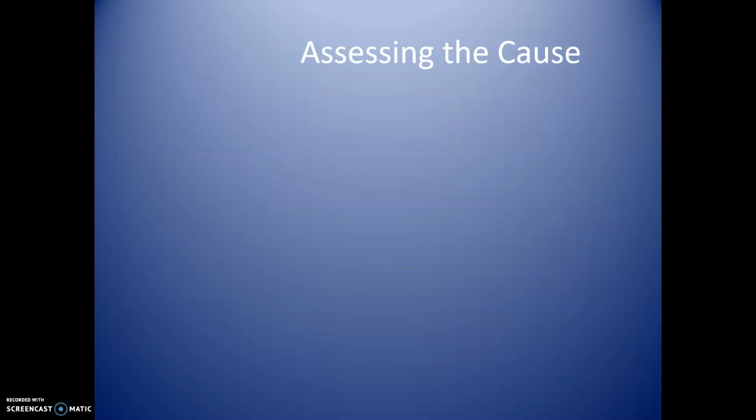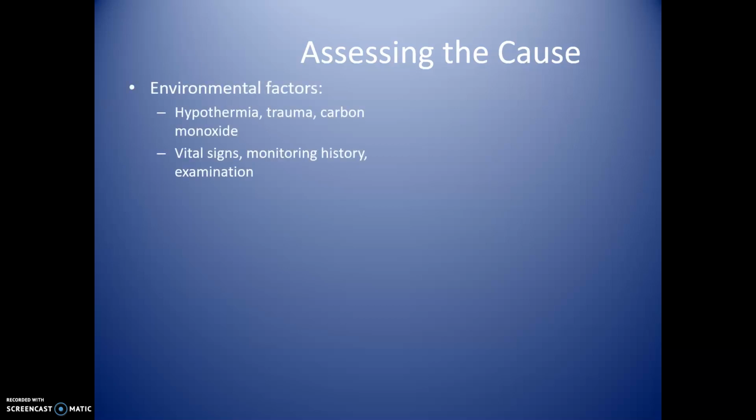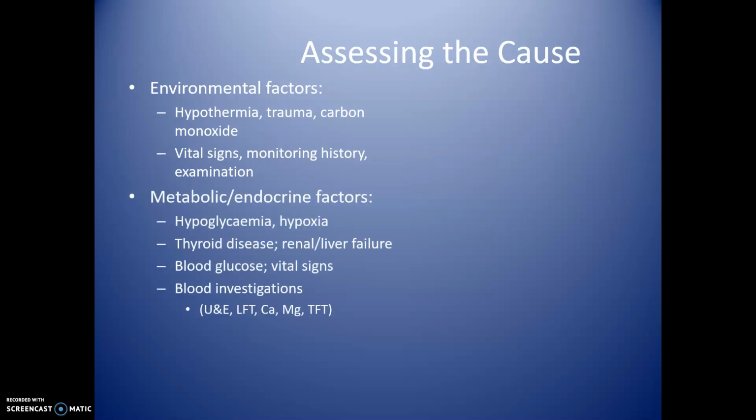How do we assess the cause in a patient presenting with delirium? Well, as expected, we start by assessing the physical state of the patient and then thinking of the common causes. So think about environmental factors, hypothermia, trauma, carbon monoxide poisoning. When we say trauma, we're thinking about falls and head injuries. We need to monitor the vital signs, take a careful history, and examine the patient for any signs of these environmental factors.